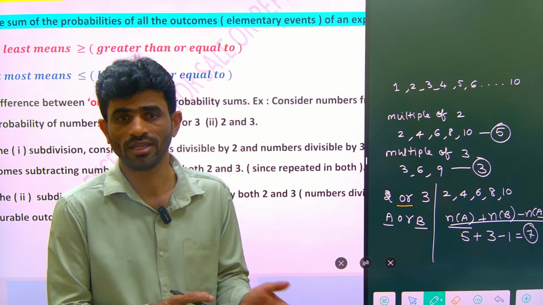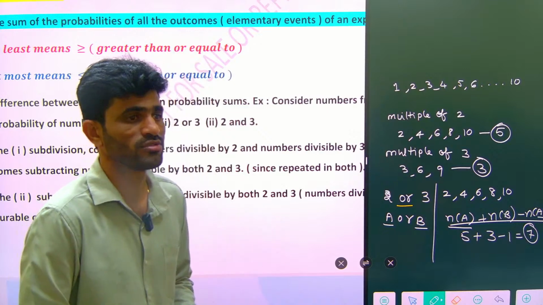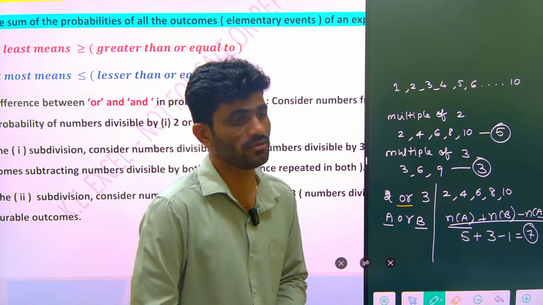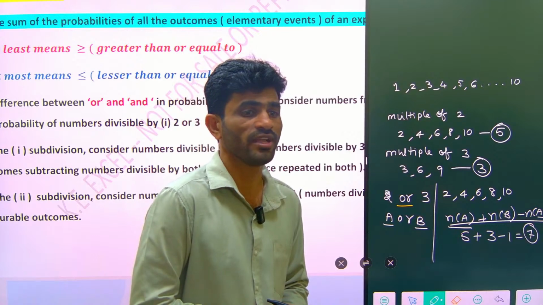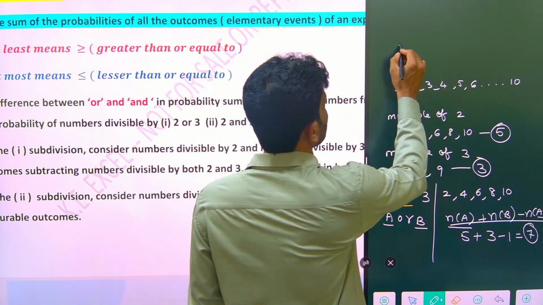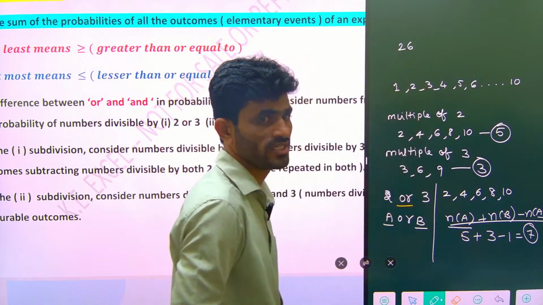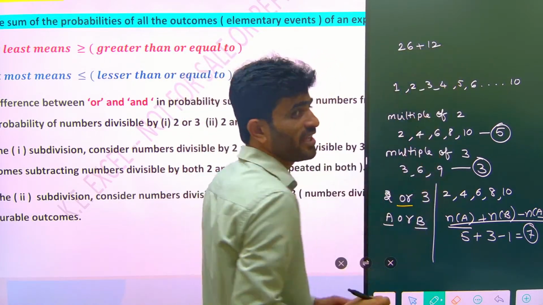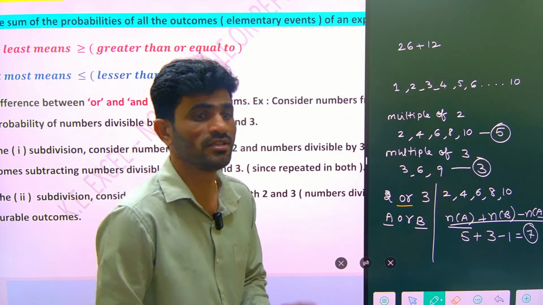That will be there in cards also sometimes. They ask you sometimes red card or face card. Find the probability of getting a red card or face card. Then what we have to do? How many red cards are there? 26 are there. How many face cards are there? 12 are there. How many red color face cards are there? That should be subtracted.